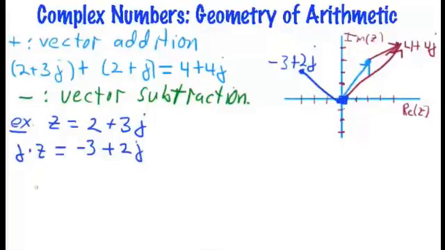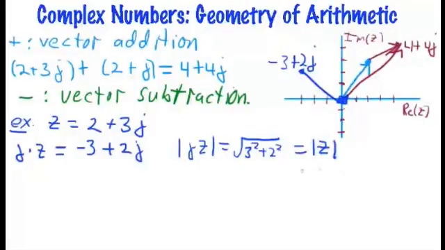Now what can we say about this? What's the magnitude of this? We have that the magnitude of j times z is just the square root of 3 squared plus 2 squared. But the magnitude of z is just the square root of 2 squared plus 3 squared. That is, it's the same. So multiplying by j didn't change the magnitude. What about the angle? Let me just assert what we have.